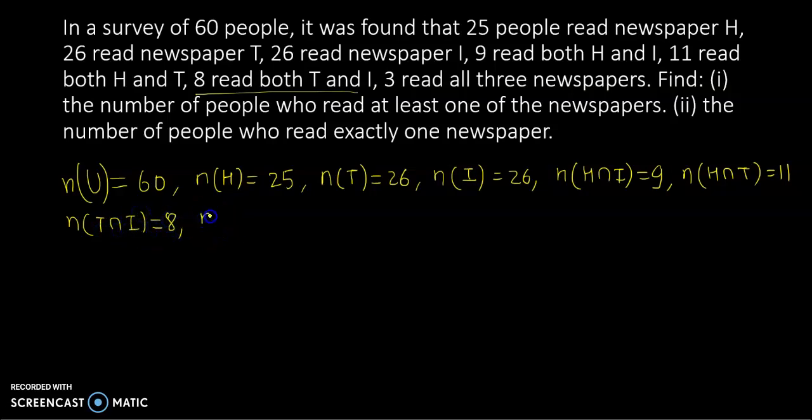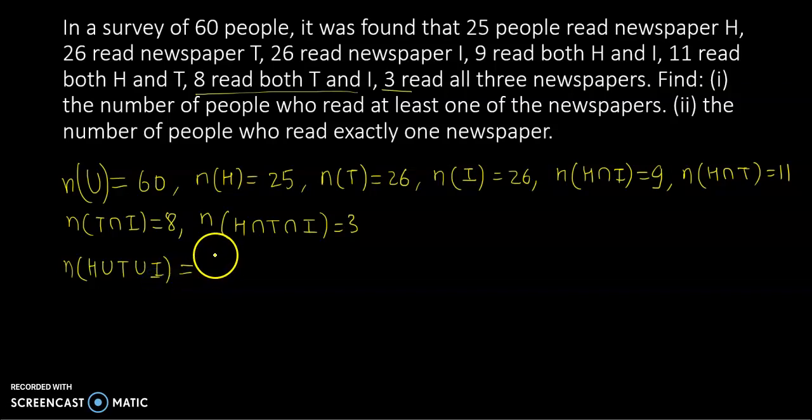And how many people read all the newspapers? 3 are there who read all the newspapers, so H, T, and I, and there are 3 people of such kind. So my first question here is the number of people who read at least one of the newspapers, and at least means the number of people who read either H or T or I.